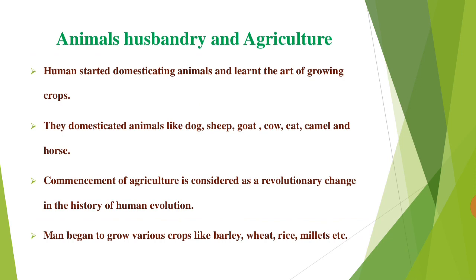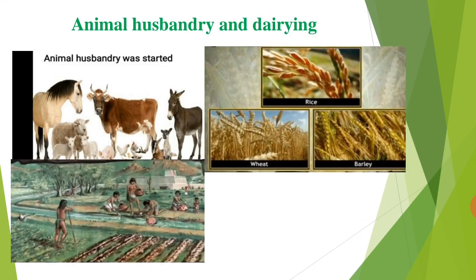Commencement of agriculture is considered a revolutionary change in the history of human evolution. Man began to grow various crops like barley, wheat, rice, millets, etc. How did this animal husbandry and dairying start? So let us go through this.